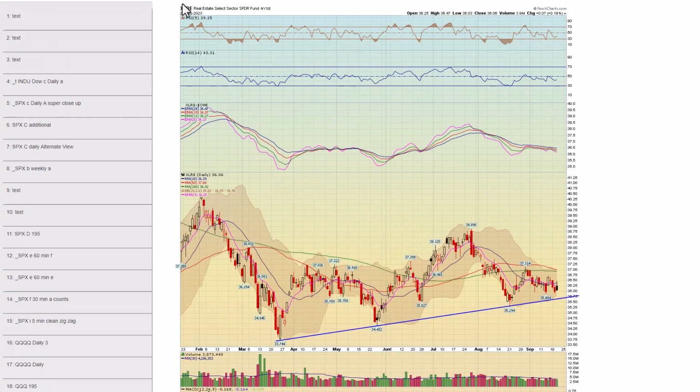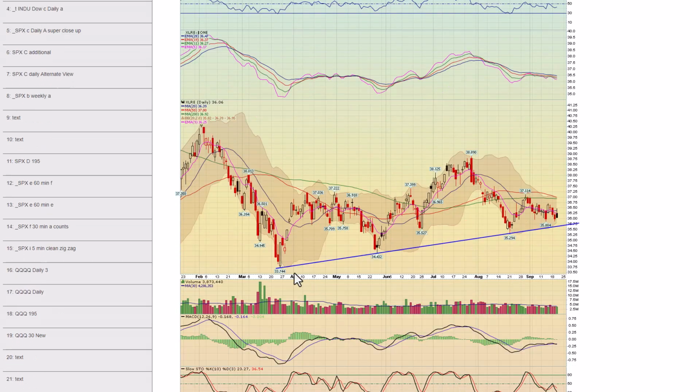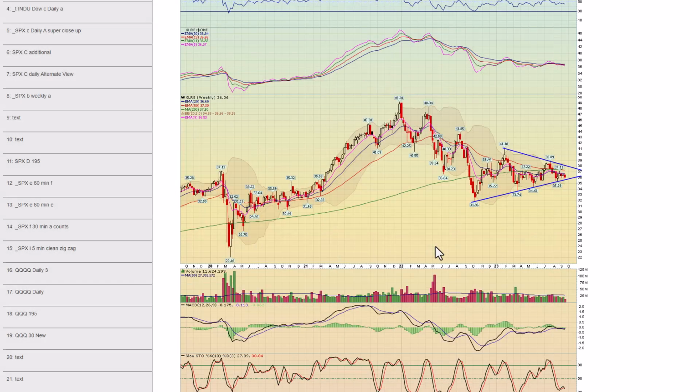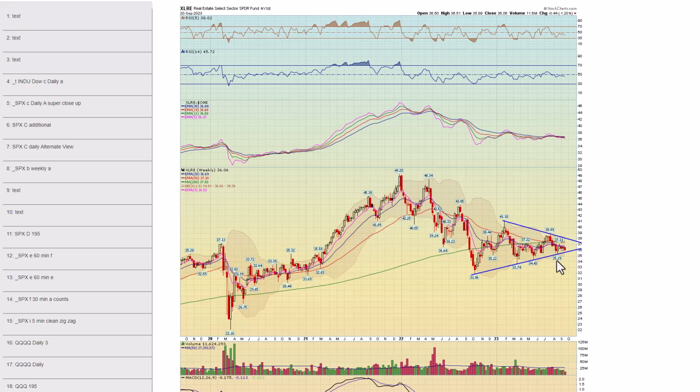Chart 78, XLRE. I've had it on the watch list for a few weeks now. I view this as a short if it loses this lower trend line. Chart 79, here's the weekly view. You can see that lower trend line. It actually goes all the way back to October, kind of a big coil. Again, this could be a good short if it breaks this to the downside.